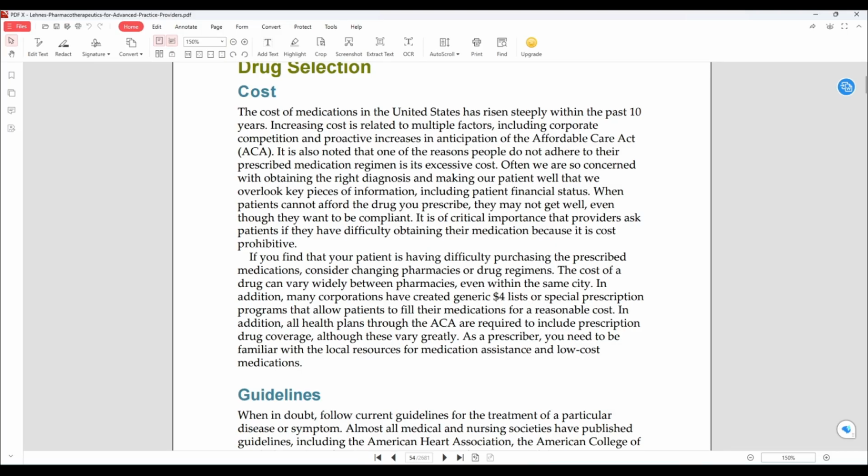key pieces of information, including the patient's financial status. When patients cannot afford the drug you prescribe, they may not get well, even though they want to be compliant. It is of critical importance that providers ask patients if they have difficulty obtaining their medications because it is cost prohibitive. If you find that your patient is having difficulty purchasing the prescribed medications, consider changing pharmacies or drug regimens.